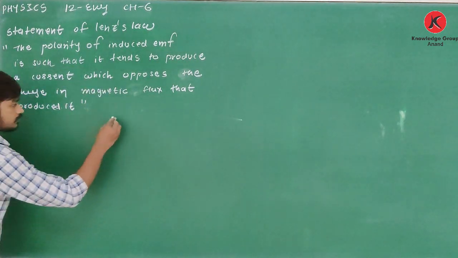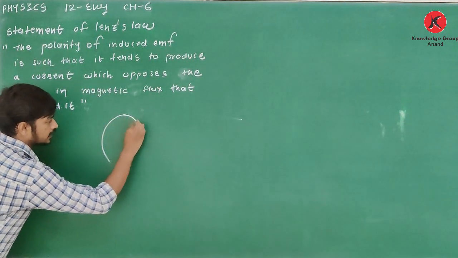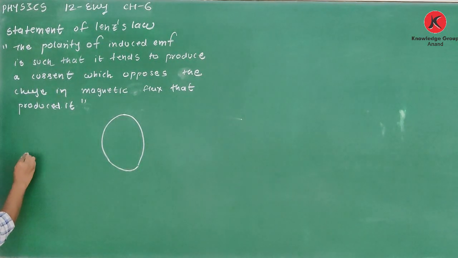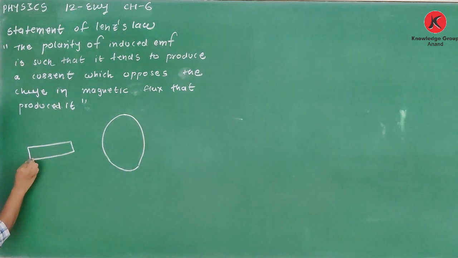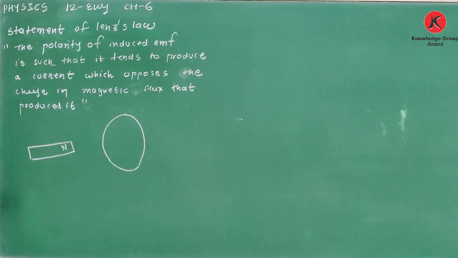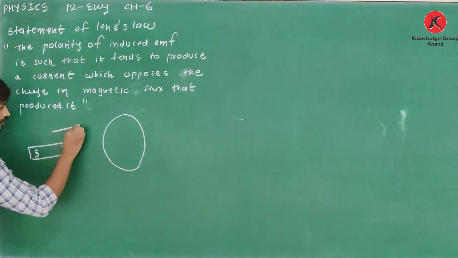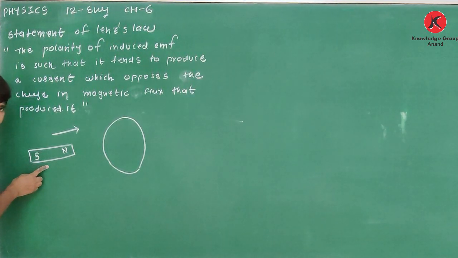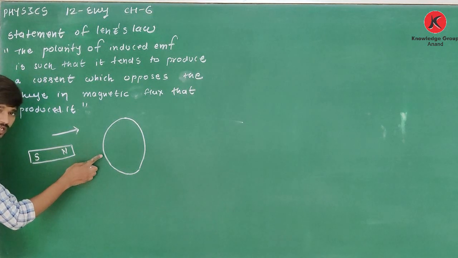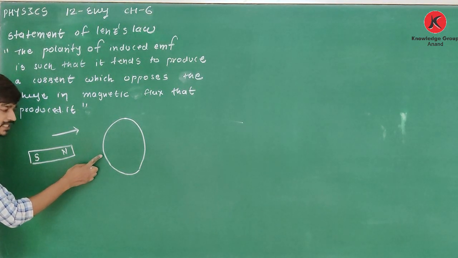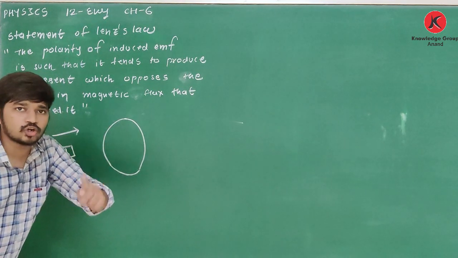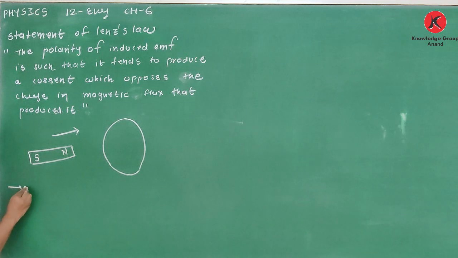See, again, here it is a coil. This magnet is moving, facing its north pole towards the coil. It is moving in this direction. Yes or no? As this magnet is moving towards the coil, distance decreases, magnetic field increases. Due to that, flux in this coil increases. Yes or no? Yes. Okay.